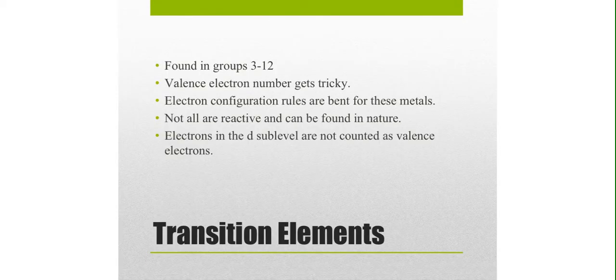So I spent a lot of time talking about the representative elements. Now let's move on to what's known as the transition metals or the transition elements. These are found in groups 3 through 12, that big middle block, that D block. Their valence electron numbers get very tricky because it's not all about the number at the very end.